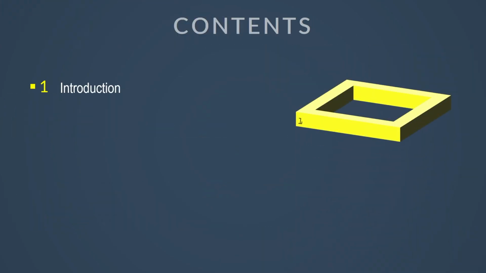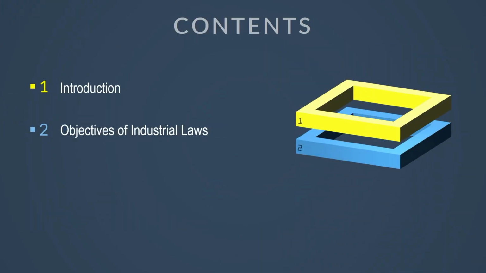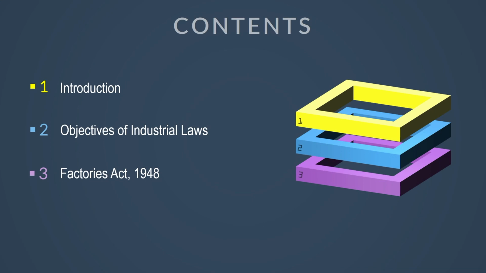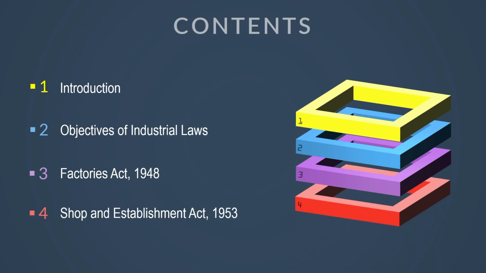The contents of my presentation: there is a brief introduction, then the objectives of industrial laws, then we shall be discussing 2 laws in this specific video. The first is the Factories Act 1948 and the second is the Shop and Establishment Act 1953.